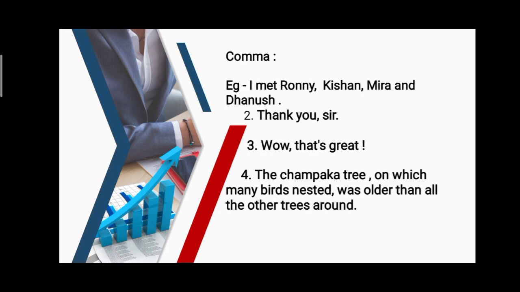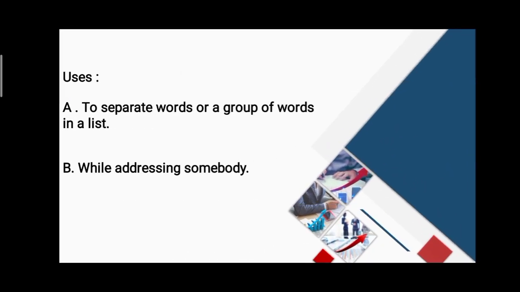So let me now show you the uses of comma here. And in order to show you the uses of comma, here I have included 4 examples. The first one is, I met Ronnie, Kishan, Meera and Danush. So students, in this first sentence, you can see that we have used 2 commas. But why? Because here we wanted to separate the names of different persons which come under the same sentence. So this is the first use of a comma, that is to separate words or a group of words in a list.